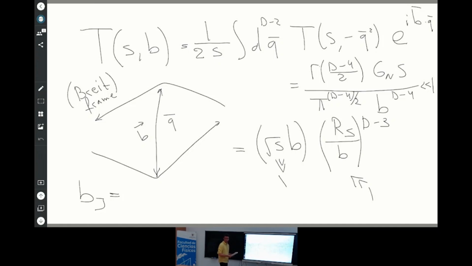Can you give the relation between Q, this momentum, and t? t is equal to minus Q squared. That's the relation between the two. Okay, I'll continue here.